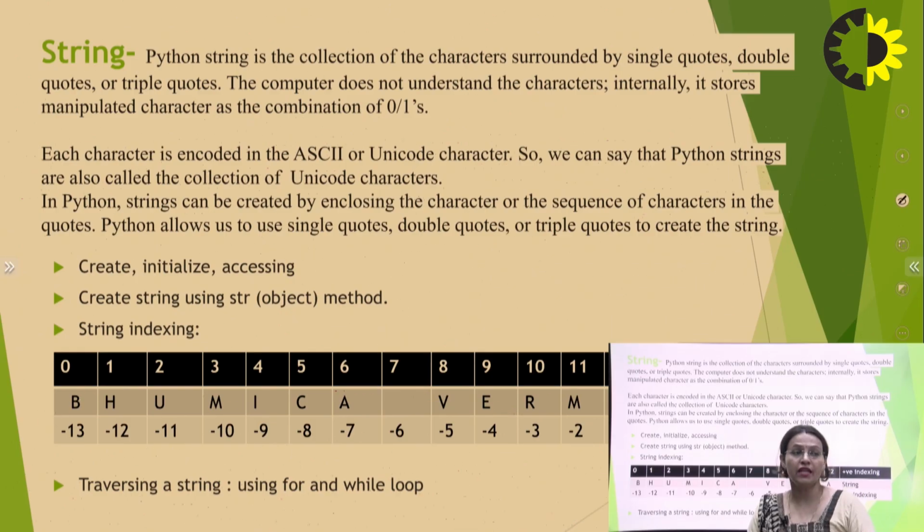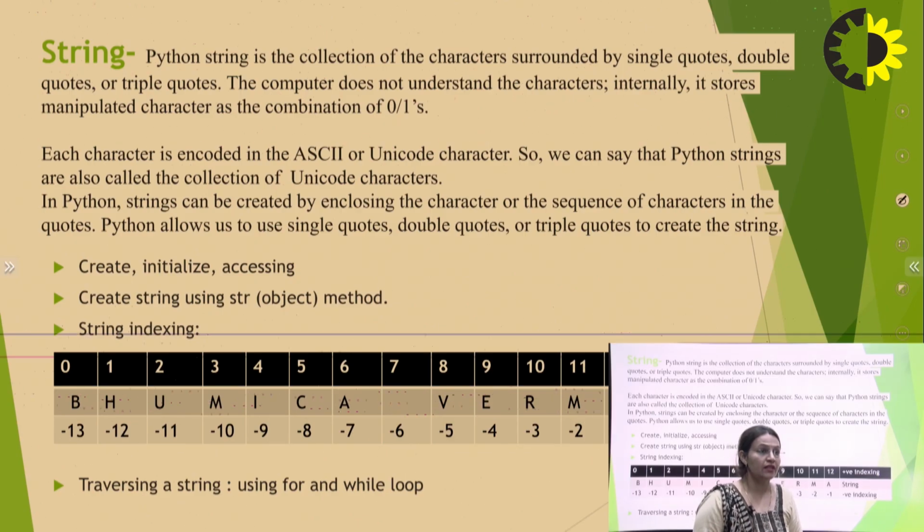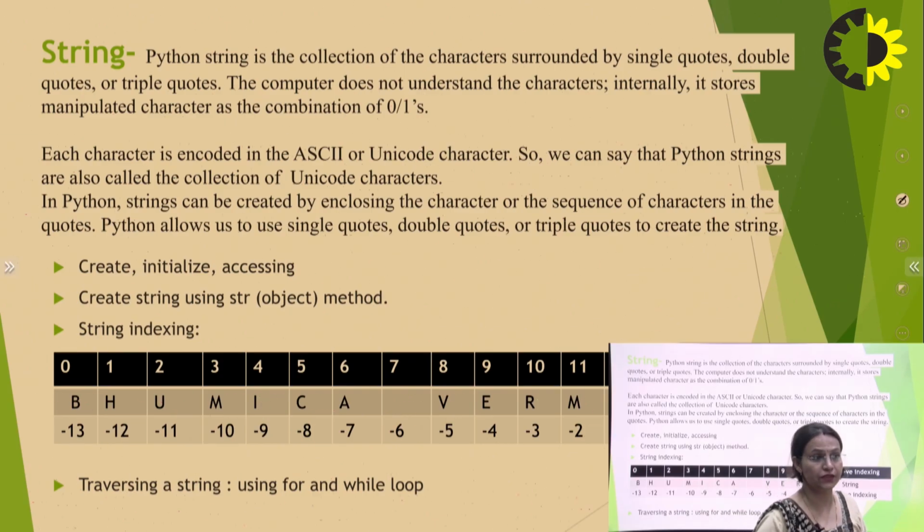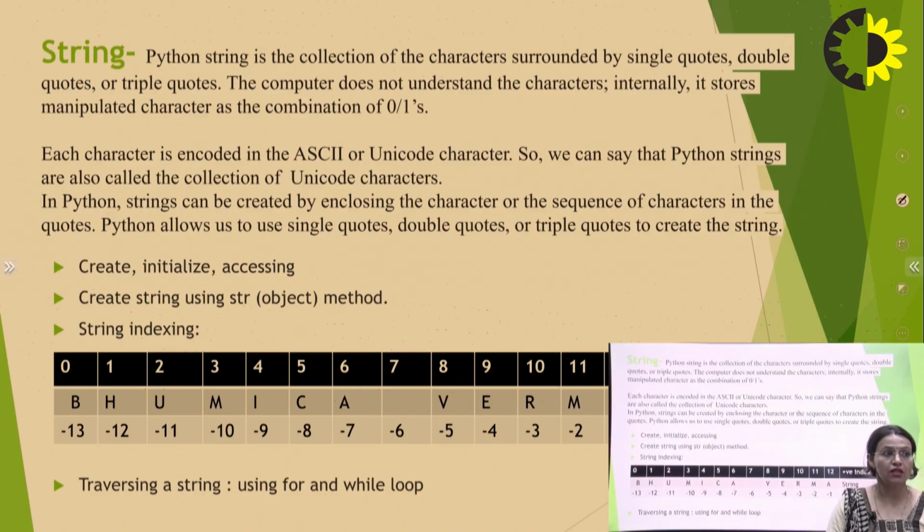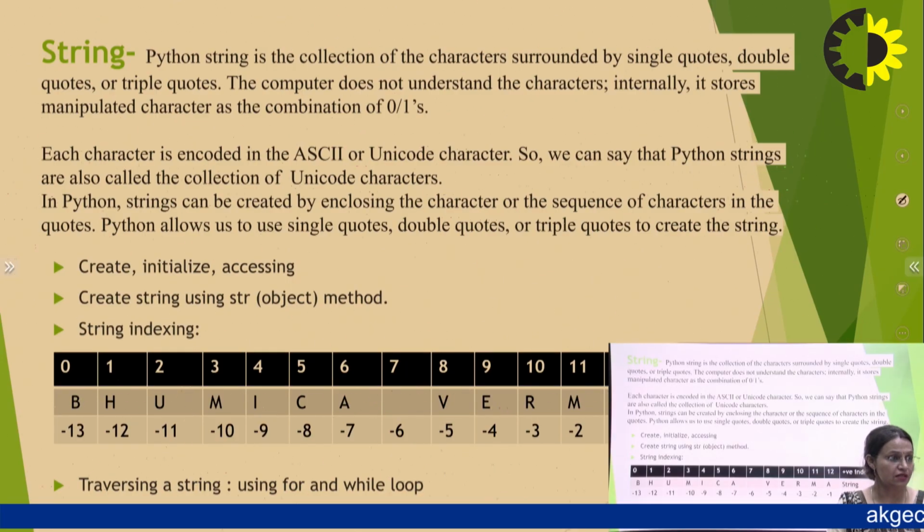That's why each character is encoded in the form of ASCII characters or Unicode characters. So Python strings are also called a collection of Unicode characters. Python strings can be enclosed in quotes, and Python allows the use of single quote, double quote or triple quote to create a string. The first step of knowing the string is how to create, initialize and access the string, then creating the string using the string object, and the next is string indexing, how the string is termed and how it is accessed.